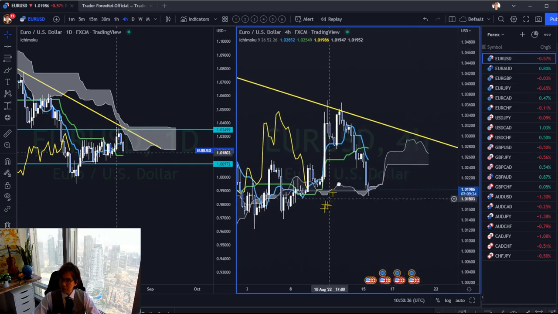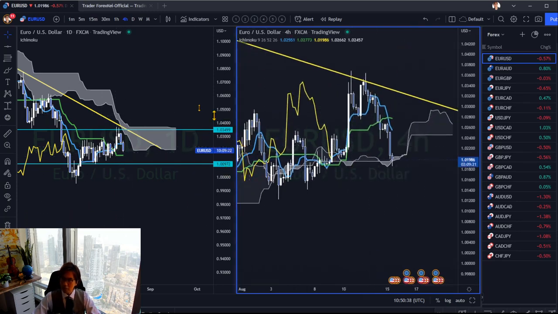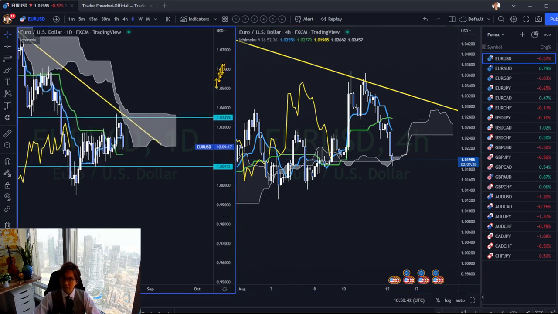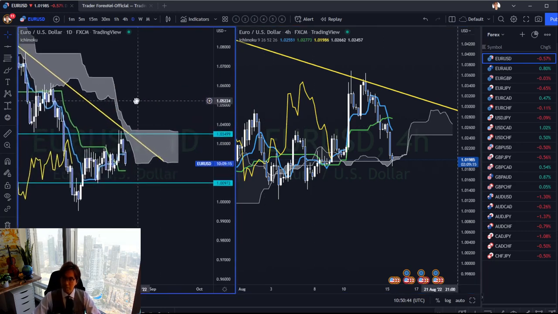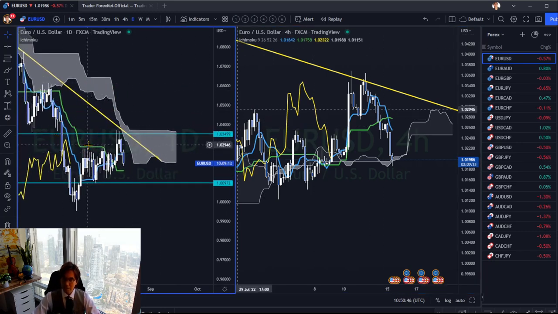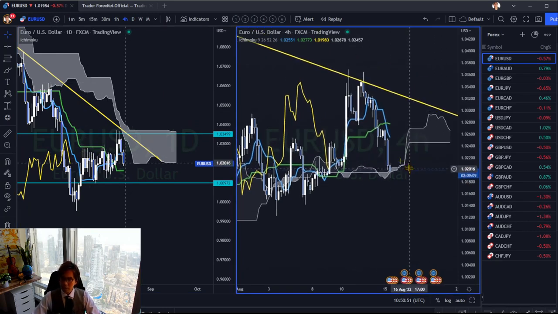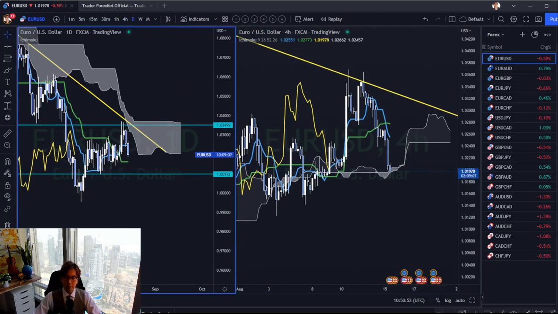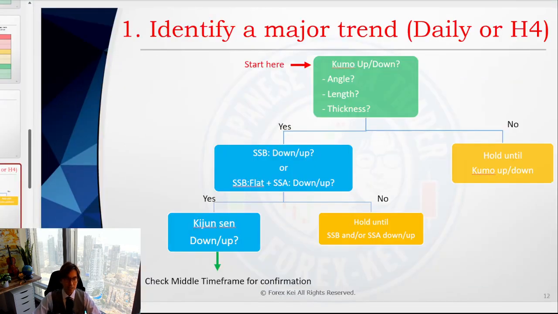Of course, you can do either way. A 4-hour can be on the left, daily can be on the right. It depends on your preference. But simply, I take the daily time frame on the left and the 4-hour on the right, and I screen charts. So how I identify a trending market is based on this one here.